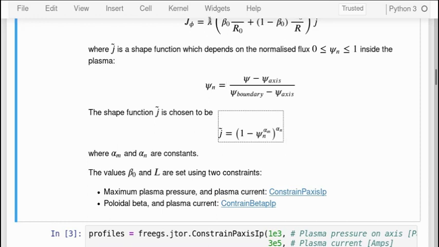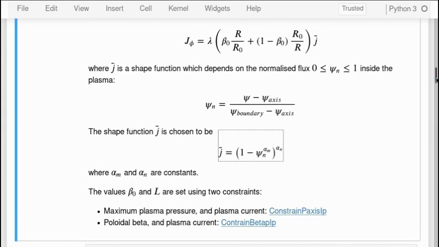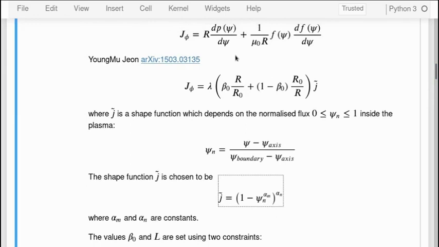So to get the current, we need two constants. We have this lambda and the beta naught, and these are determined by two constraints. So here we specify the maximum pressure and the plasma current. The plasma current, for example, is the integral over the whole cross-section of the toroidal current, and so using that we can get a constraint for lambda. And similarly, there's an integral over the whole domain which gives you the plasma pressure, and that can give you again a constraint for beta.